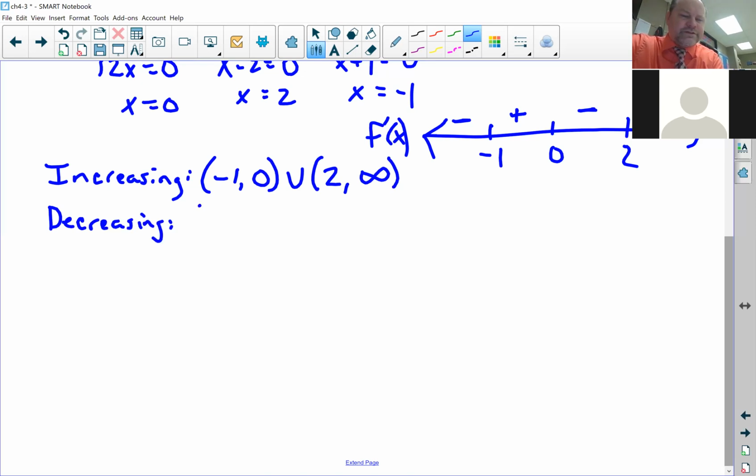And then for decreasing, it's decreasing everywhere else. So increasing where the derivative is positive, decreasing where the derivative is negative.